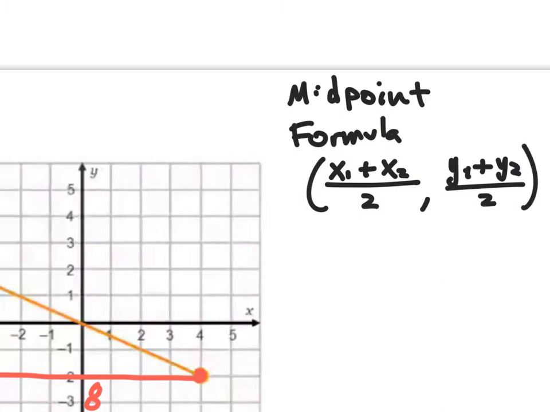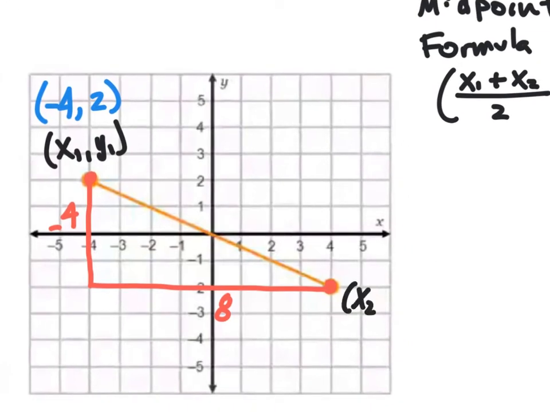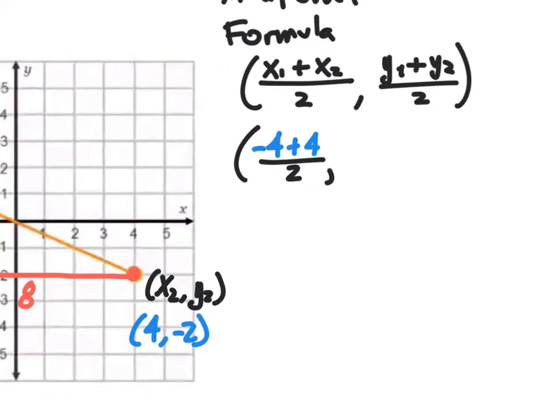So let's do this. I'm going to call this point here my x sub 1 and y sub 1. It really doesn't matter which one you choose, but I'm going to call this point x sub 1, comma, y sub 1, and that's going to be the point -4, +2. Then over here, I'm going to call this my second point, x sub 2, comma, y sub 2, and this is going to be the point 4, comma, -2. If I plug this into my formula, x sub 1 plus x sub 2 gives me -4 plus 4, over 2, comma, y sub 1 plus y sub 2, which is 2 plus -2, all over 2.